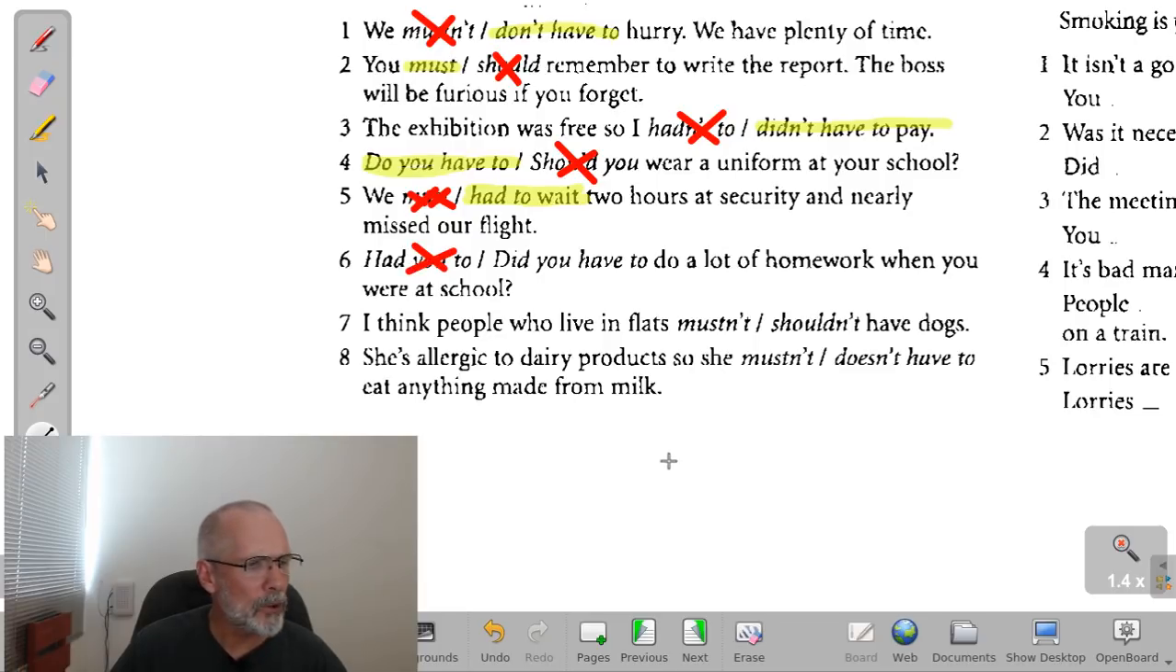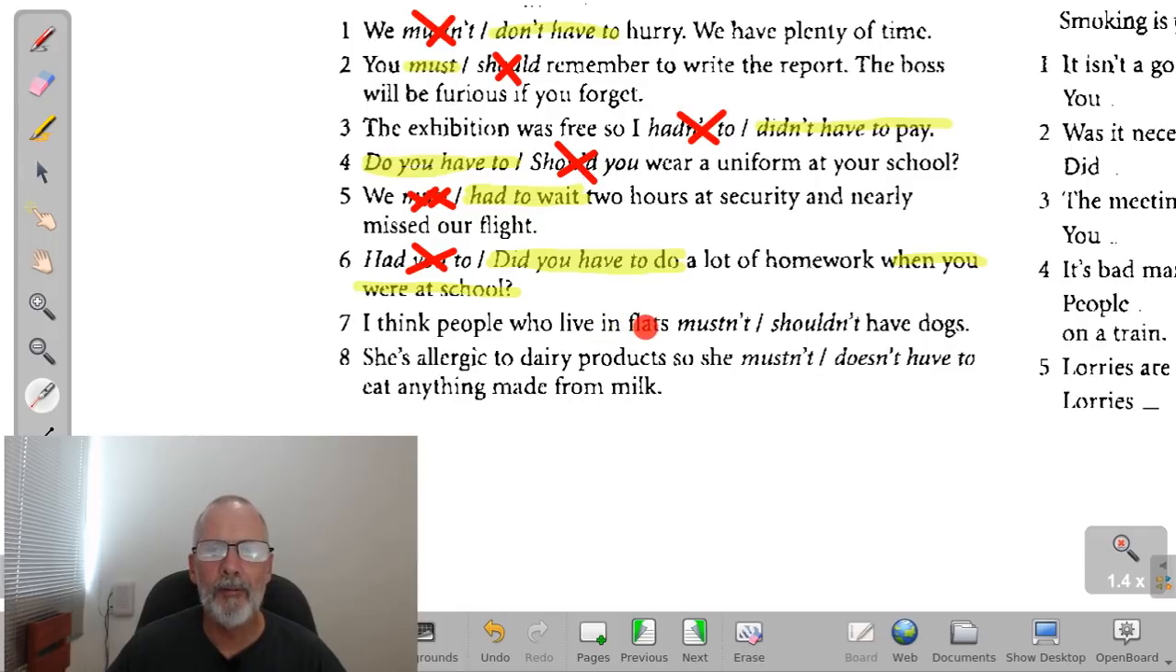Remember, the past question is a question in the past about an obligation. We have to use have to because you can't use must in the past. So we need to use have to, past question, with the auxiliary did. Did you have to do a lot of homework when you were at school? When you were at school is telling us that it's in the past. So the correct answer is, did you have to do a lot of homework when you were at school? Good.